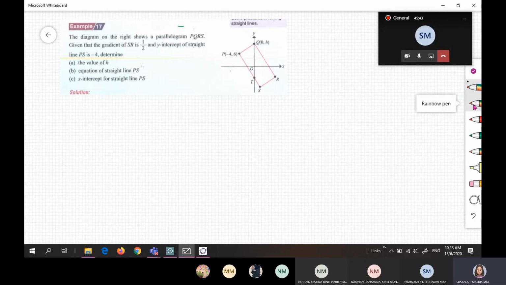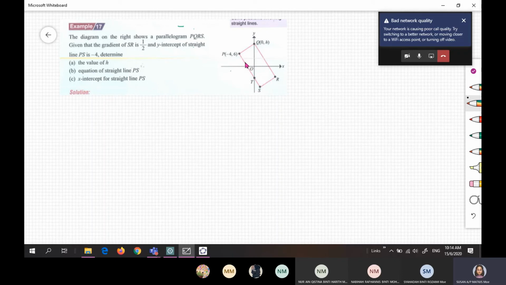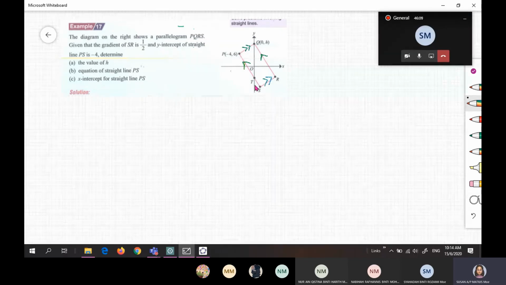The diagram on the right shows a parallelogram. What do you know about a parallelogram? The first thing that you should remember is that a parallelogram has parallel lines. So PS is parallel to QR, and PQ is parallel to SR. So there are two pairs of parallel lines.